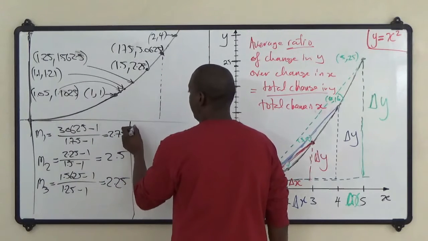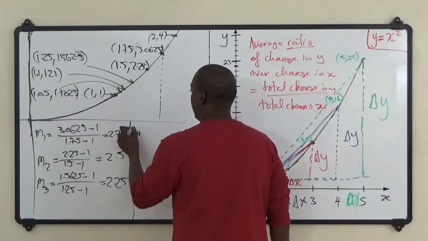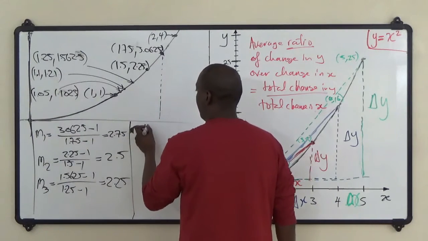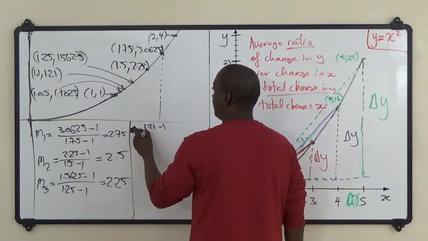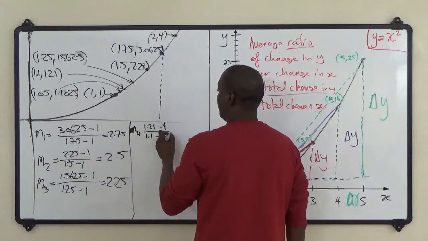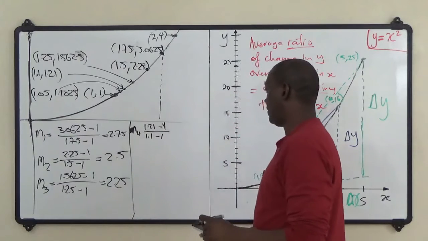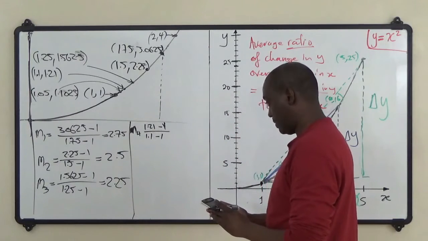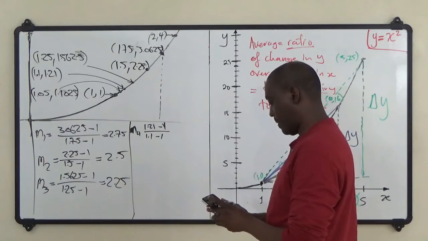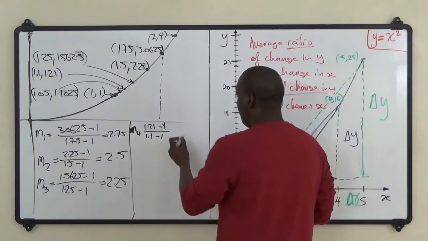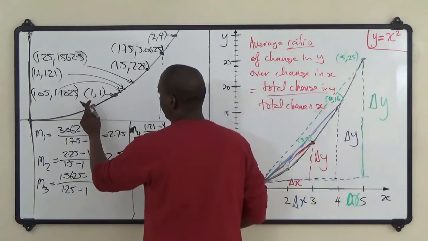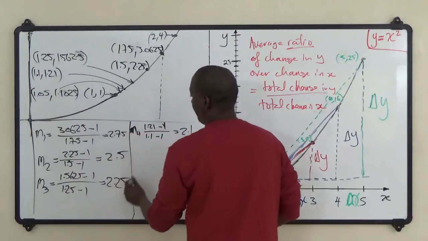Come in here now. M4 is equal to, we're dealing with this guy here now. 1.21 minus 1 over 1.1 minus 1 is equal to 0.21 over 0.1. 0.21 divided by 0.1 equals 2.1. Let me take this guy here now.